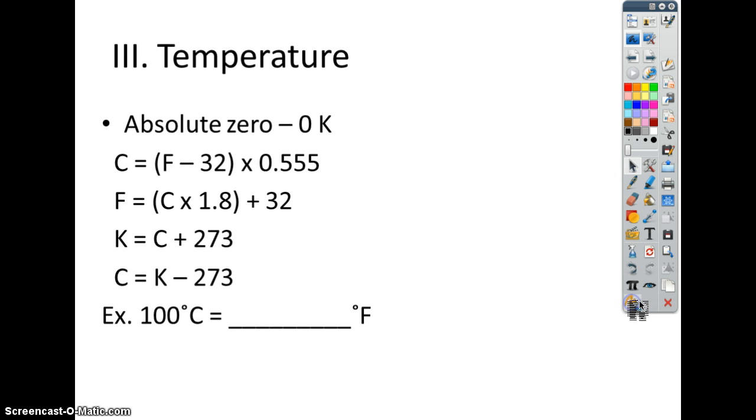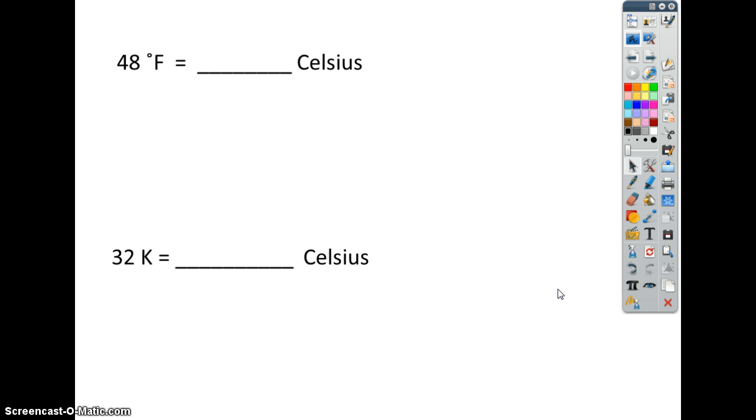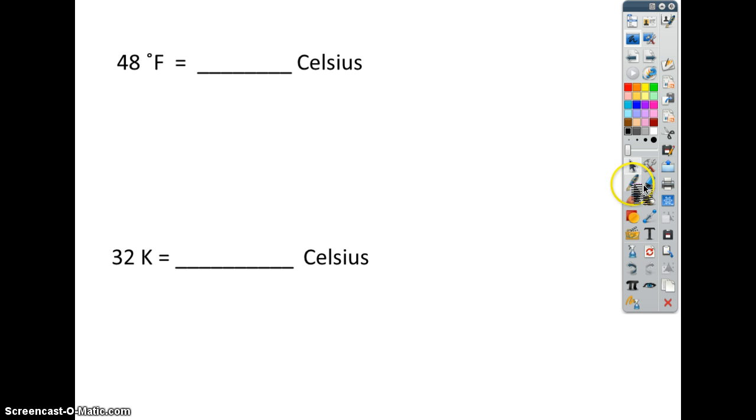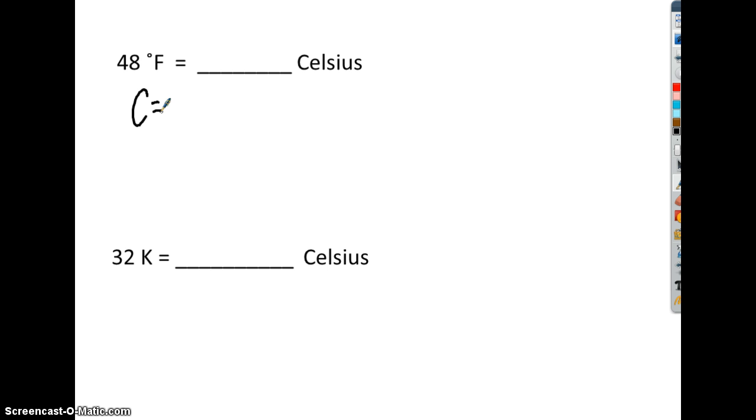What you should do now is I have two more examples. You should pause the computer and try to do both of those and then check your answers. So for the first one, we've got Fahrenheit and we're looking for Celsius. So you want to have the equation for Celsius that has Fahrenheit in it. So that would be Celsius equals Fahrenheit minus 32 times 0.555.